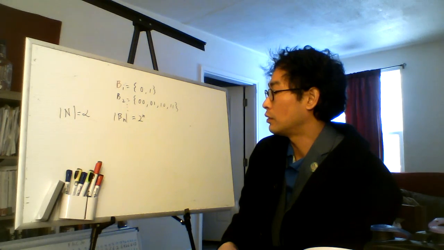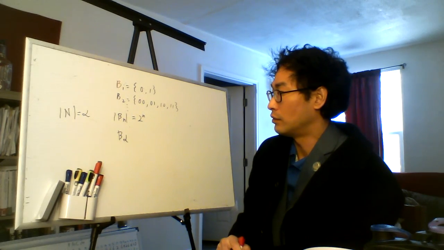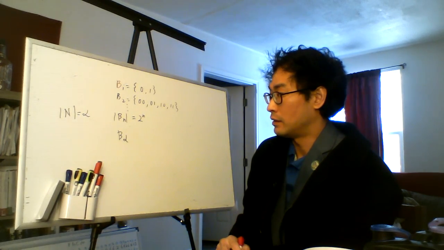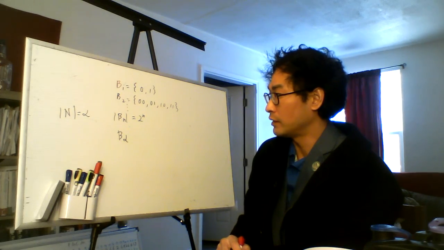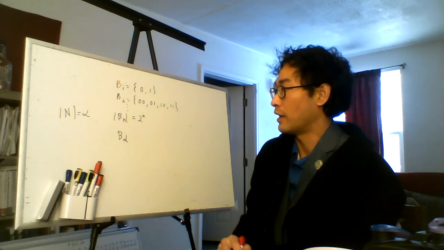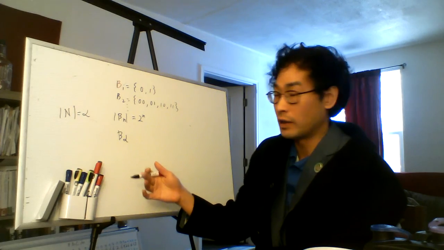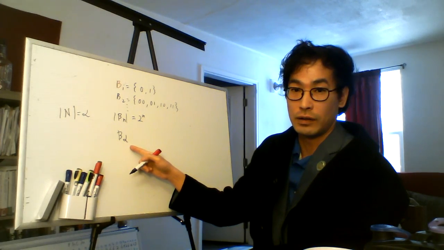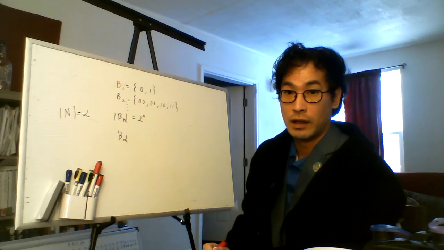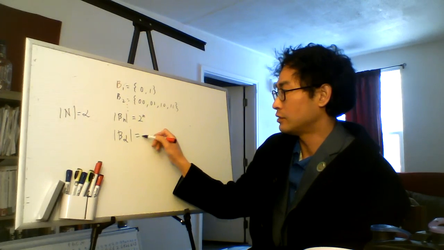Then B alpha is the set of binary numbers with infinite length, and that infinity is particular. There are different kinds of infinity. That infinity is alpha, in Cantorian diagonal method. And what's the absolute value of that? Yeah, it's 2 to the alpha.